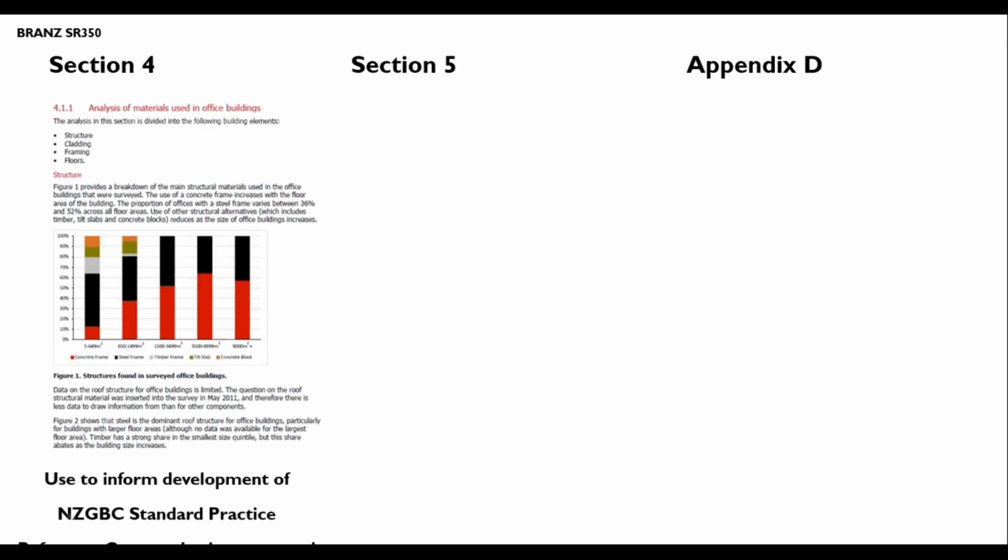Section 4 contains information all about the main materials used in office buildings. You can use this information to inform the development of a New Zealand Green Building Council standard practice reference case building to compare your building design LCA against.